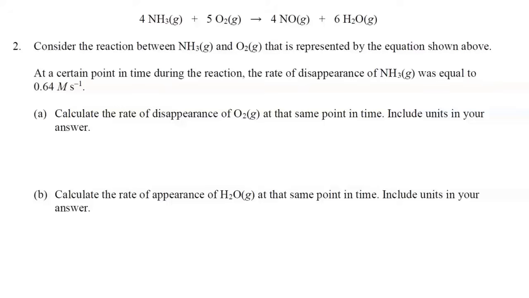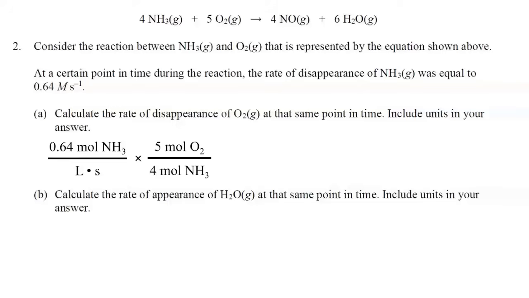So we're going to use the coefficients in the balanced chemical equation to do this. We're using stoichiometry to do this calculation. So I have 0.64 moles per liter per second, and that is for NH3. Let's get rid of moles of NH3 by putting moles of NH3 on the bottom, and then we're converting into moles of O2 using the coefficients in the balanced chemical equation. So 5 moles of O2 are consumed for every 4 moles of NH3 that are consumed.